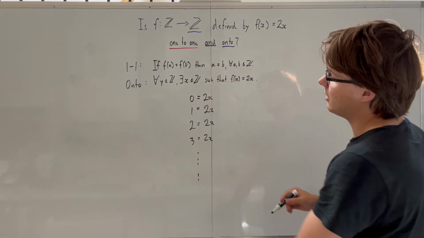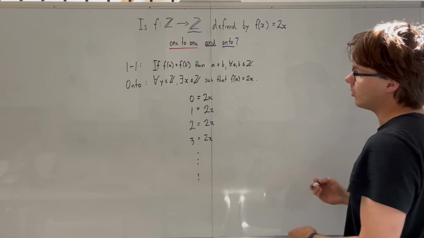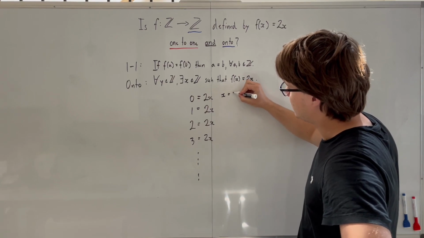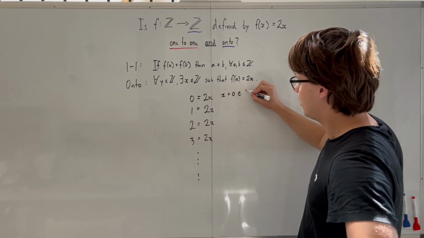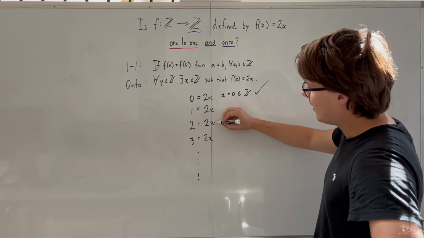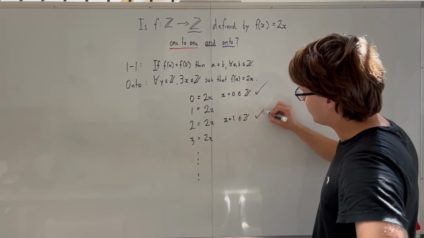That's what it means for it to be onto. We can get every integer in our codomain. So can we get a 0? And the answer is yes, because x here would have to be 0, which is also an integer. So yes, that's true. Can we get a 2? Well, yes, because x here just has to be 1, which is in fact an integer, so yes.